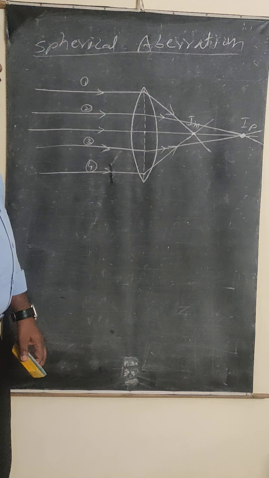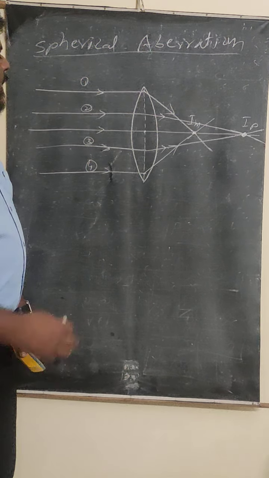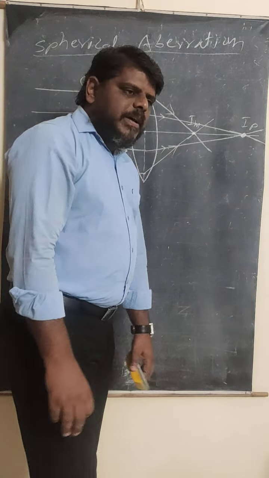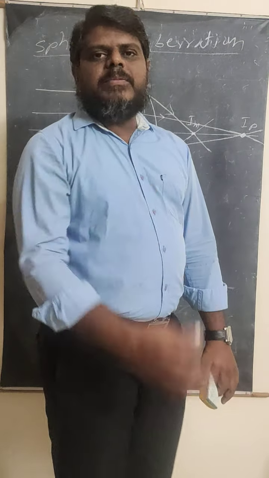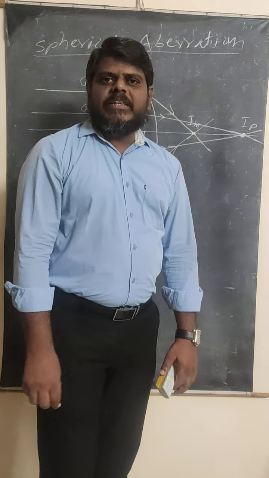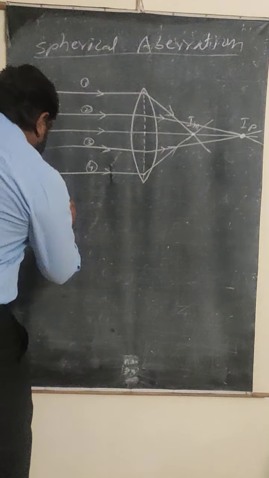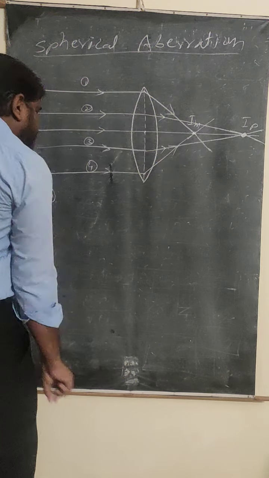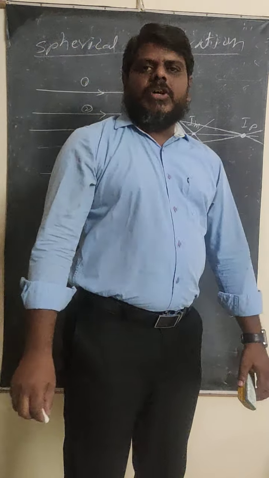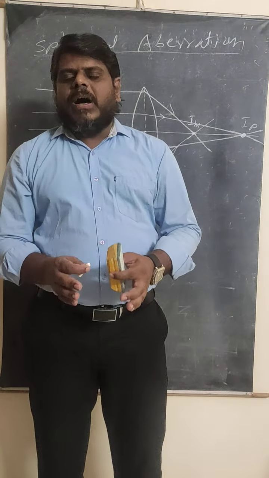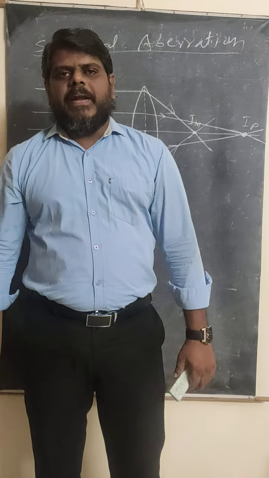Whenever we refer to elimination methods, there are different methods. Out of them, we are going to discuss three types of methods. The first method is by using stops. By using stops, we can eliminate the spherical aberration.